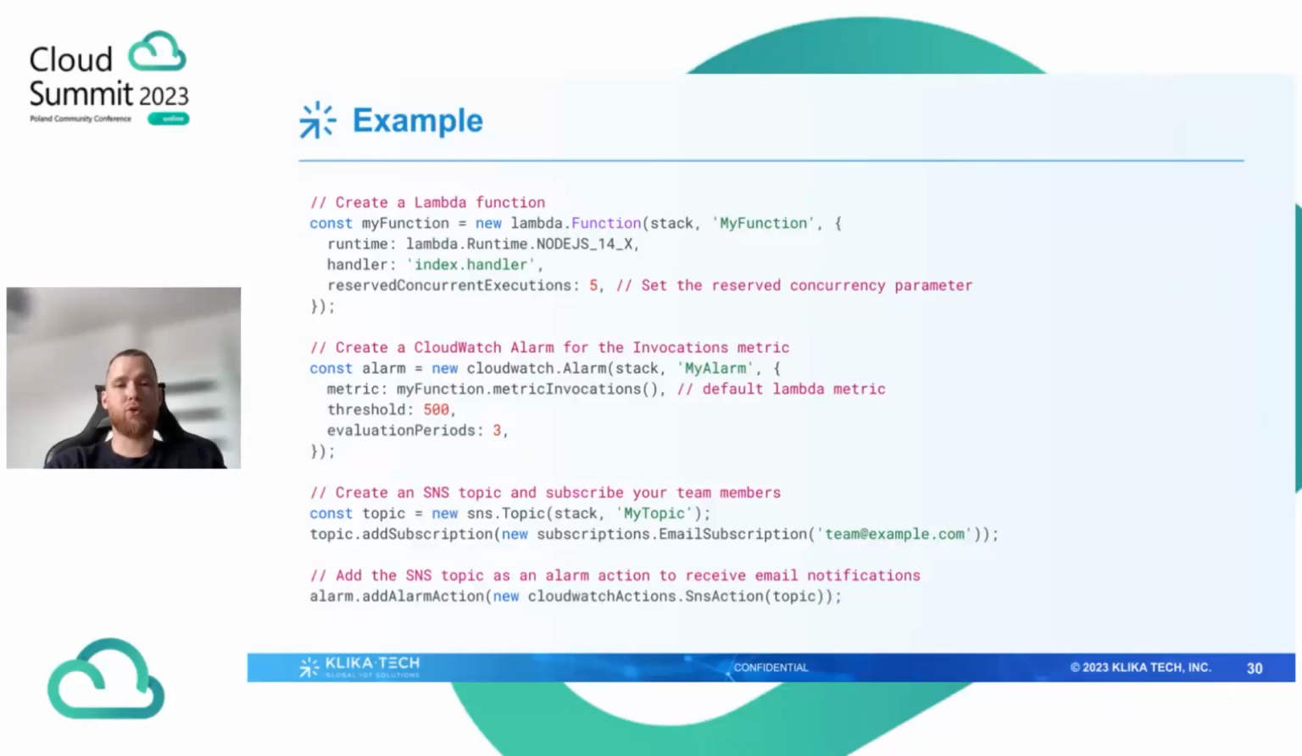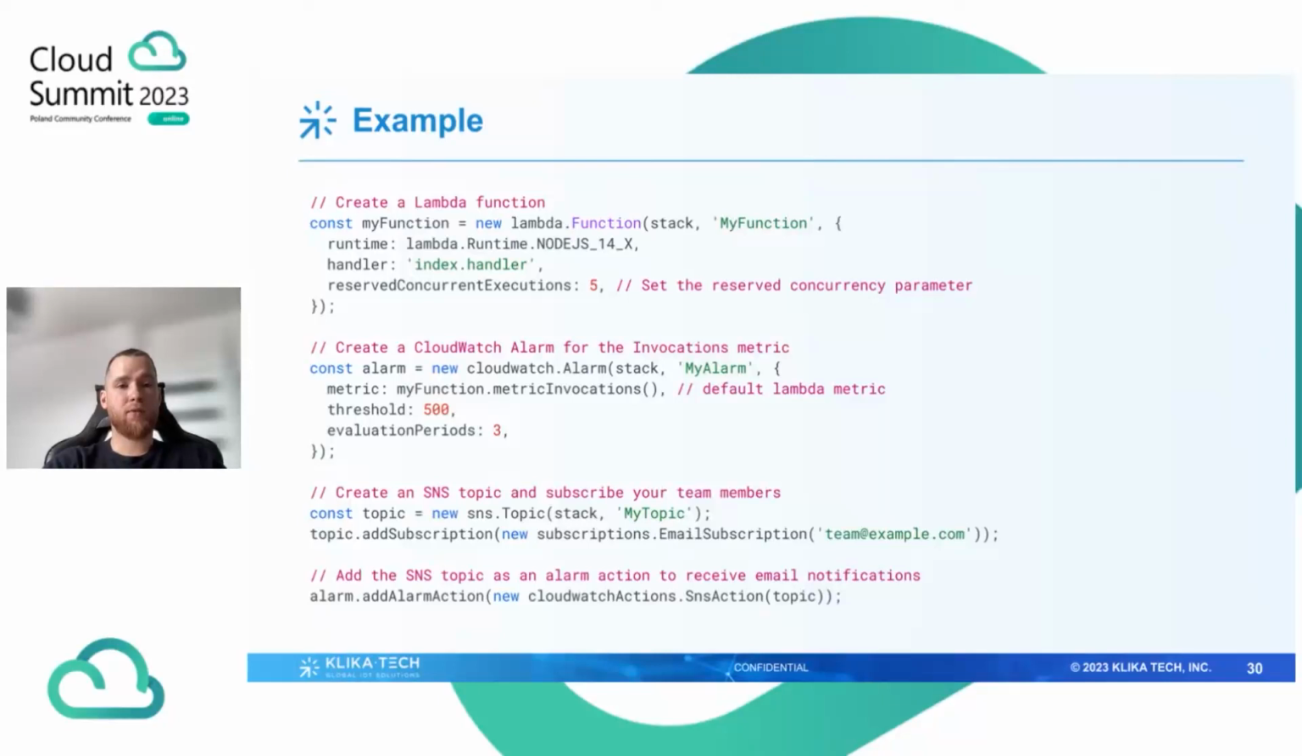So, first of all, we create a Lambda function using the AWS CDK and set the reserved concurrency parameter to 5. Then we create the CloudWatch alarm for the invocations metric of the Lambda function with a threshold of 500 and an evaluation period of 3. Then we see that an SNS topic is created and team members are subscribed to it using email. Finally, the SNS topic is added as an alarm action to receive email notifications when the alarm is triggered.